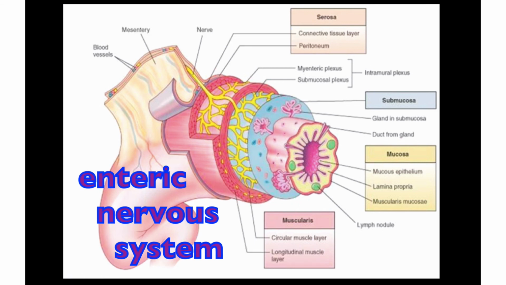Auerbach's and Meissner's plexus make up what is known as the enteric nervous system, which is the nervous system dedicated to the digestive system. While it is accompanied and influenced by the central nervous system, it can function autonomously without any influence from the central nervous system. There are over 100 million neurons in the enteric nervous system, and that is more than the spinal cord.